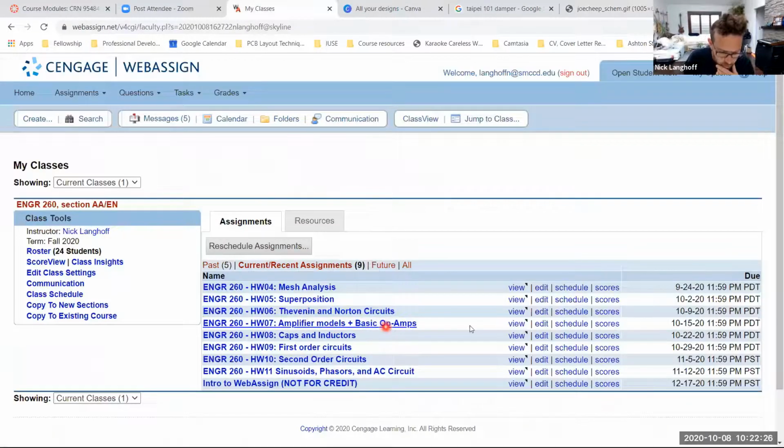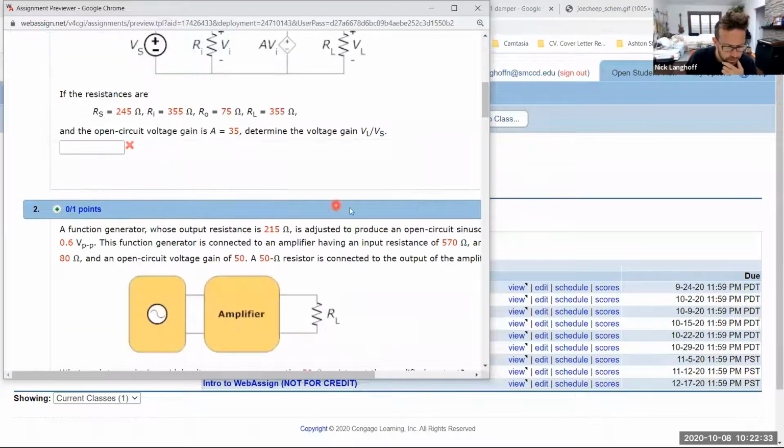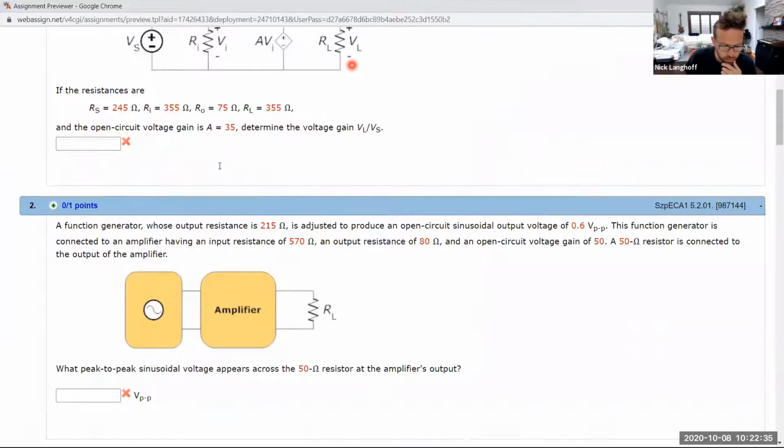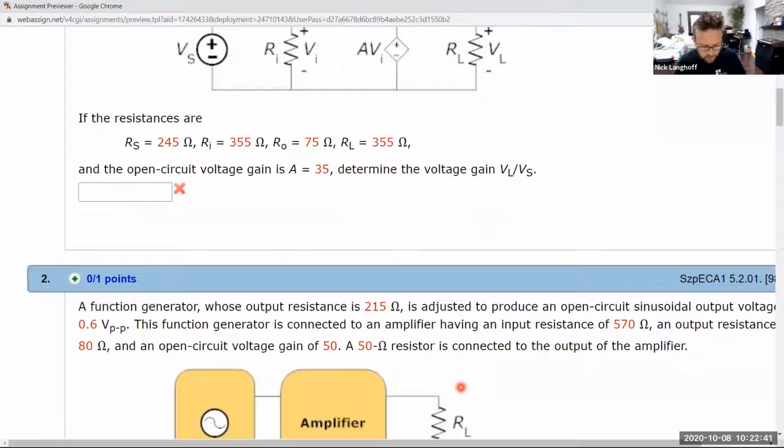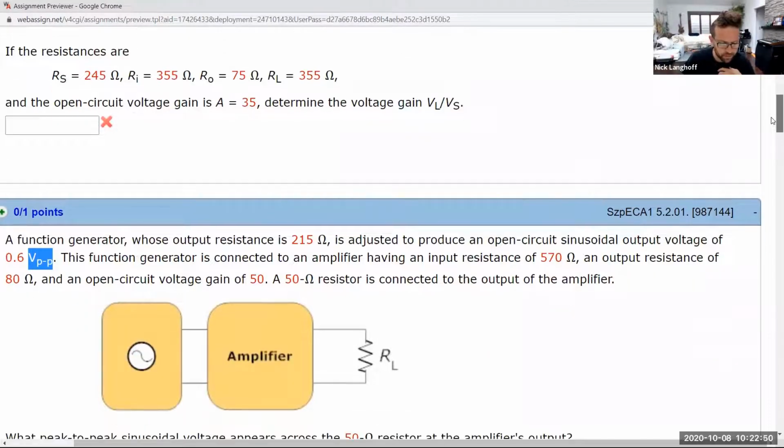If I go and view the amplifier homework, you'll see that sometimes people write it as peak to peak, like PK dash PK. Sometimes people write it as VPP. That's pretty common. So they say a function generator whose output resistance is 215 ohms is adjusted to produce an open circuit sinusoidal output voltage of 0.6 volts peak to peak.